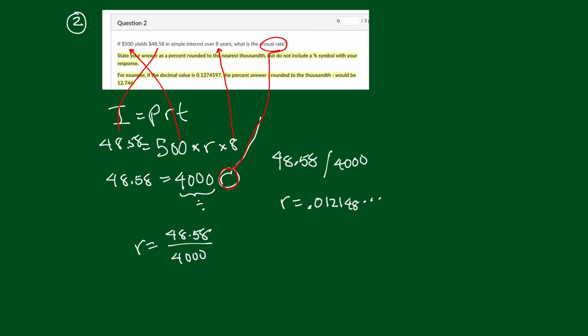But it wants the interest rate, so I need to make this a percent. So here's our interest rate, 1.21. They are asking us, let's come up here, here's what they're asking us. State your answer as a percent rounded to the nearest thousandth. So that means tenths, hundredths, thousandths. So I've got to go out to the thousandths.